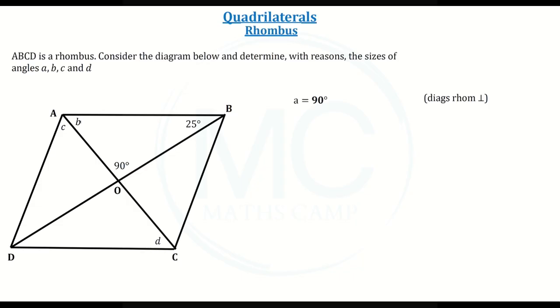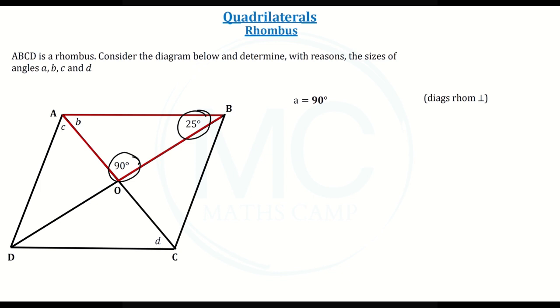Now, B sits in triangle AOB, so let's make it red. We know that the sum of the interior angles of a triangle will always give us 180 degrees. In this triangle, we are given an angle of 25 degrees, and we've just found that A is 90 degrees. So we can use this to find the value of B.